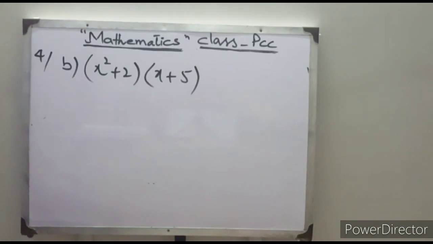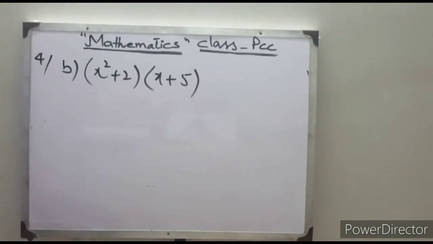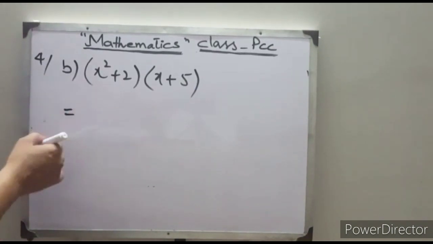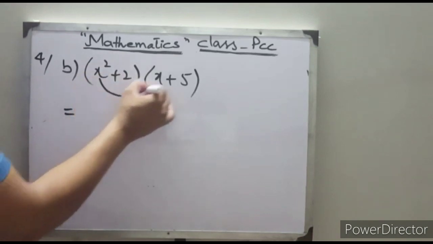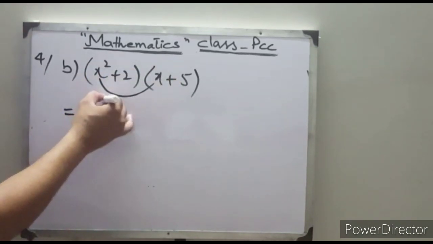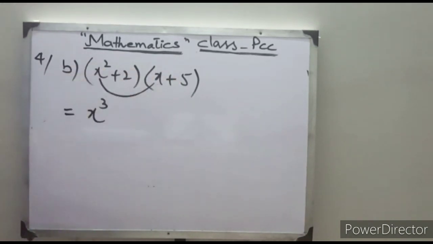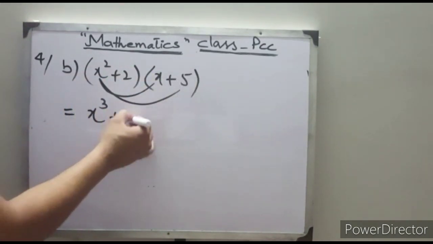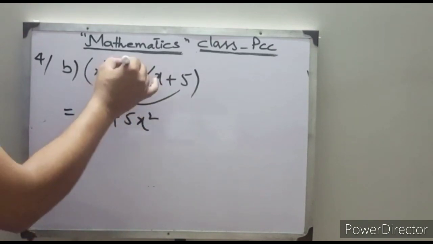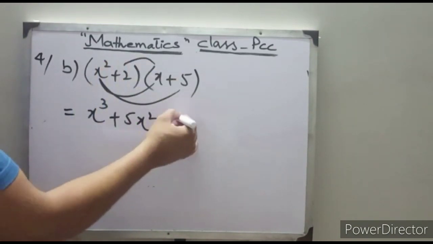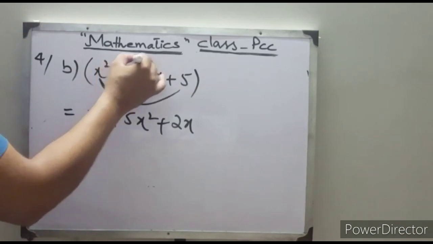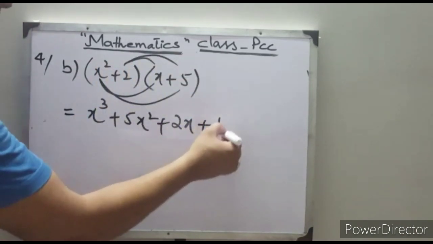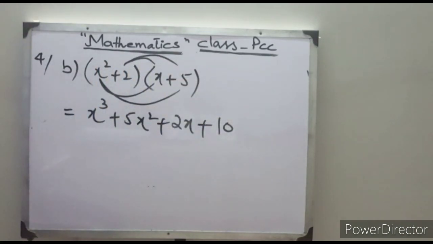Now boys, see question number 4 part B. Expand the following expression. The statement of the question is x square multiplied by x plus 2 into x plus 5. x square multiplied by x will make x cube, because both the bases are the same, then the powers will be added. x square by 5, we have 5x square. 2 by x, 2x, and at the last 2 by 5, 2 5s are 10. This is the simplified form of this expression.